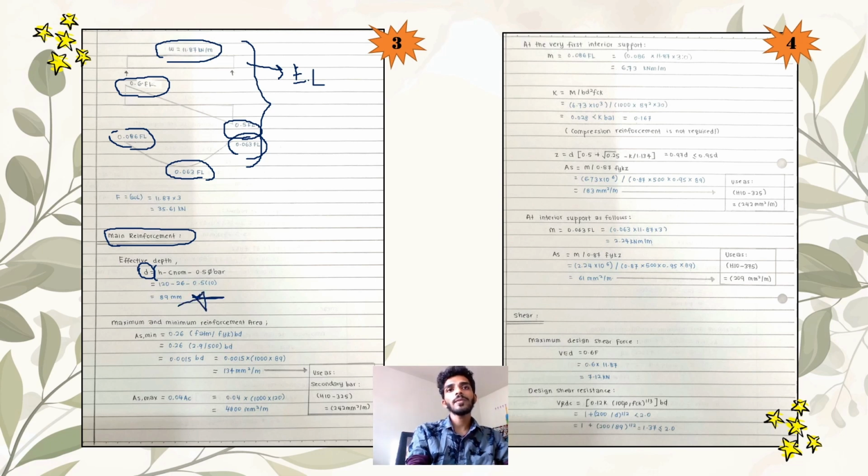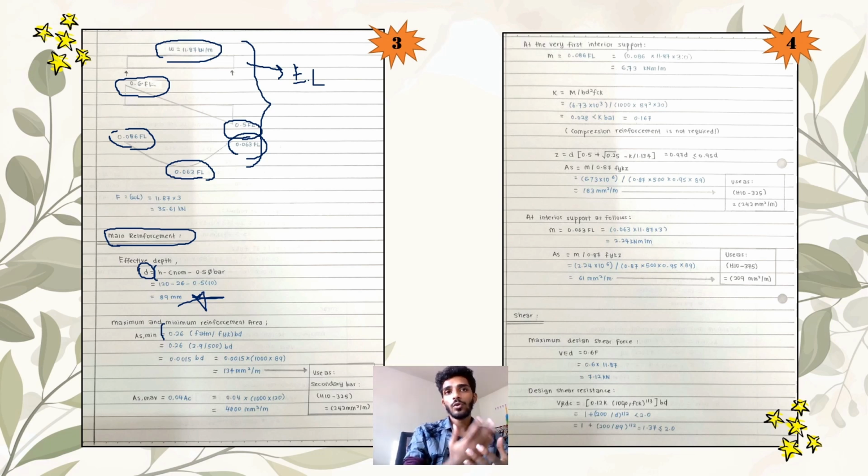And then the maximum and minimum reinforcement area. We will identify two things, As,min and also As,max. So As,min will use the specific formula 0.26 times (fctm over fyk) times bd. So 0.26 times (2.9 over 500), and bd we are going to calculate. So 0.0015 bd is equivalent to 0.0015 times (1000 times 89) that we got previously. The answer we got is 134 mm² per m.